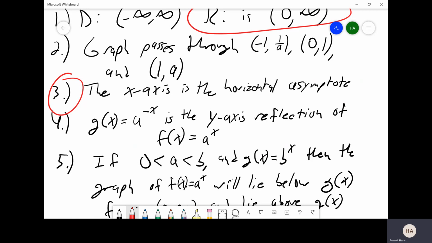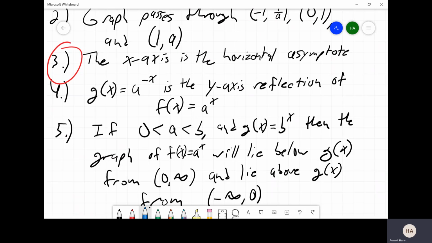The fourth fact here is that if you have another exponential function where you have the same base and the only difference is that your exponent is negated, then that is going to be the y-axis reflection of your first function. Your first function is f of x equals a to the x. If you have the same base, still a, for your g of x, and we just have that negation, it's going to be a y-axis reflection.